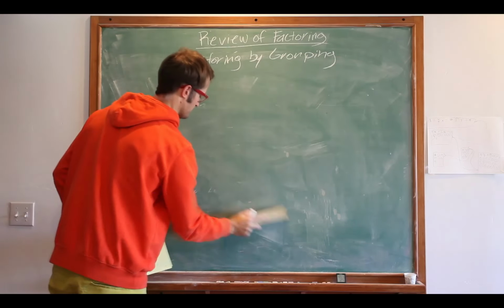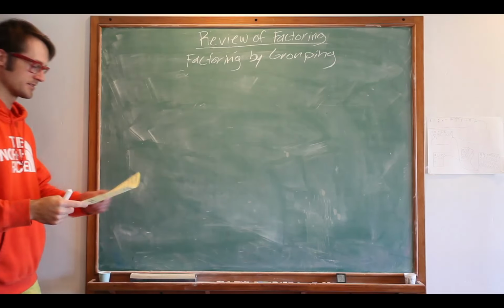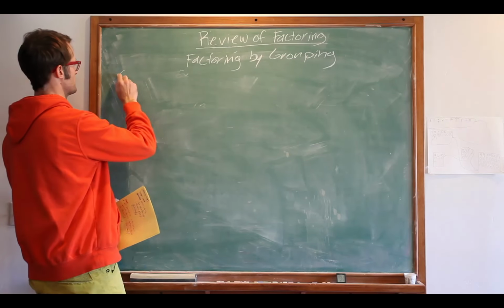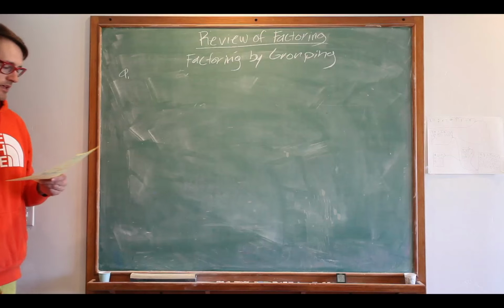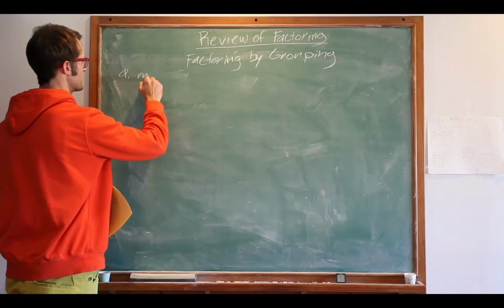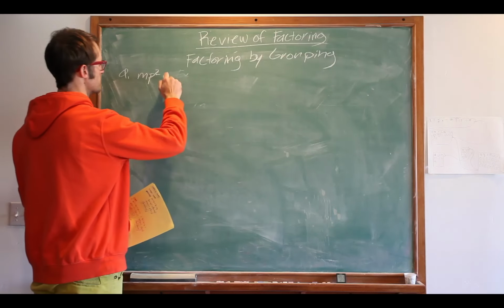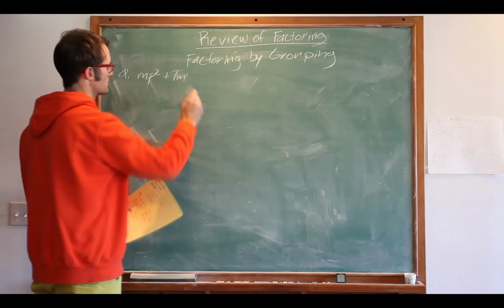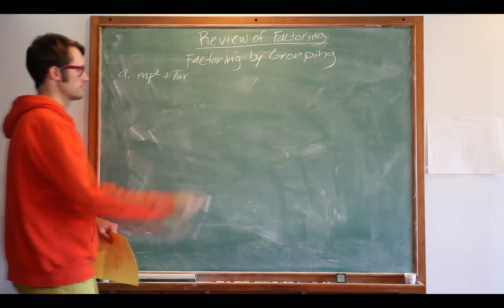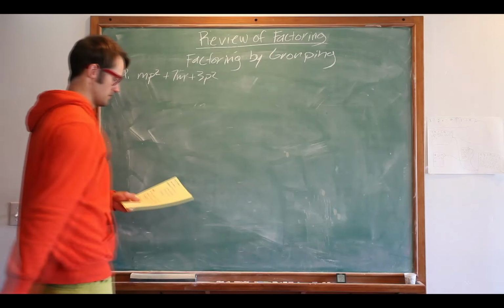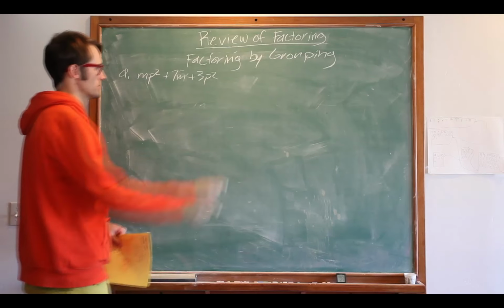Alright, so that was a general example. Let's do a more specific example. Okay, mp squared plus 7m plus 3p squared plus 21.